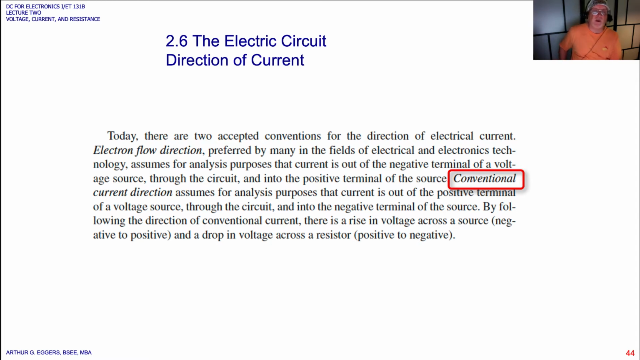By following the direction of the conventional current, there is a rise in voltage across a source, negative to positive, and a drop of voltage across a resistor, positive to negative. So whichever convention you're used to and use, the key is stick with it. Pick one and stick with it.